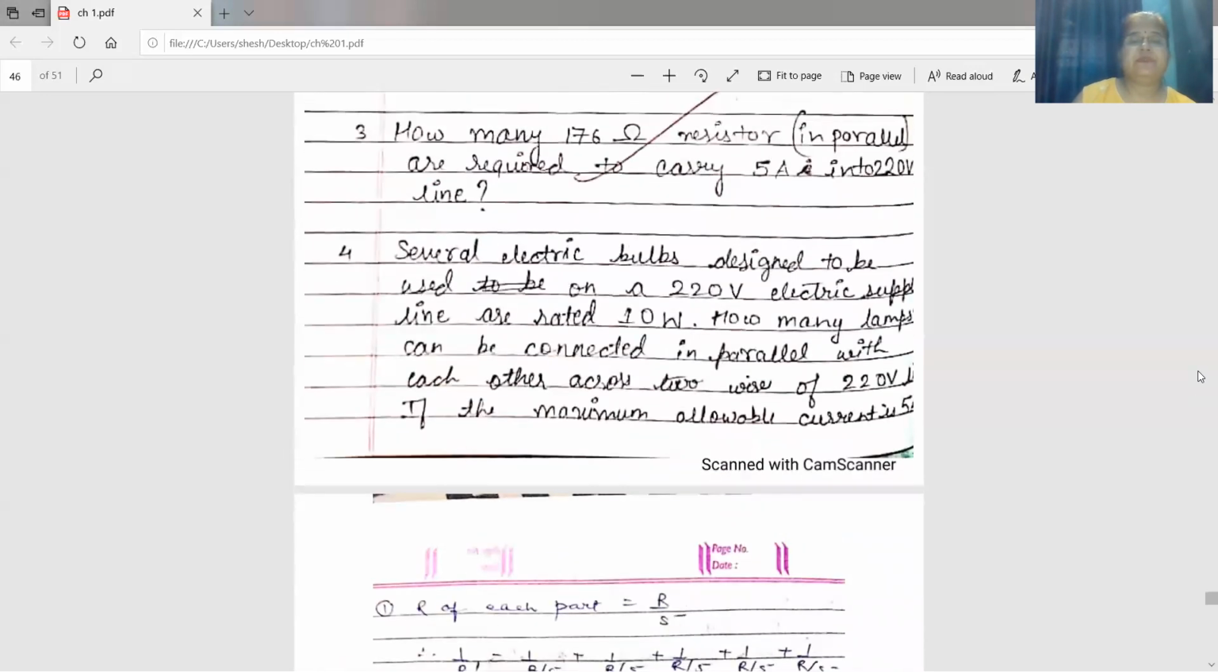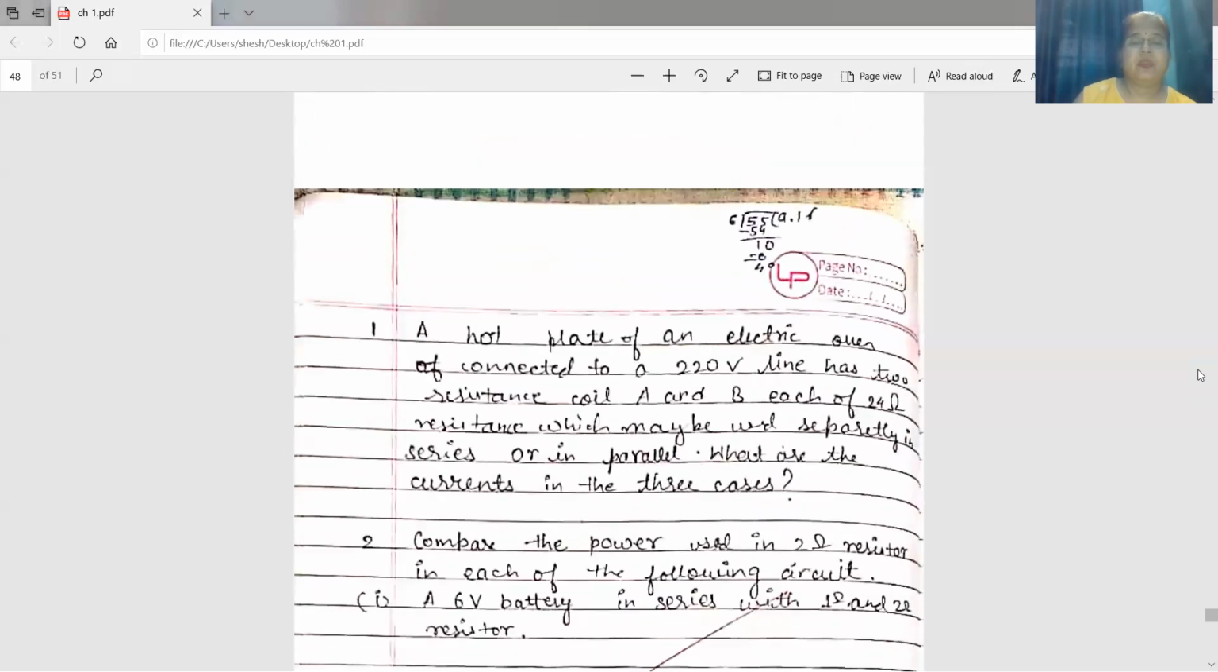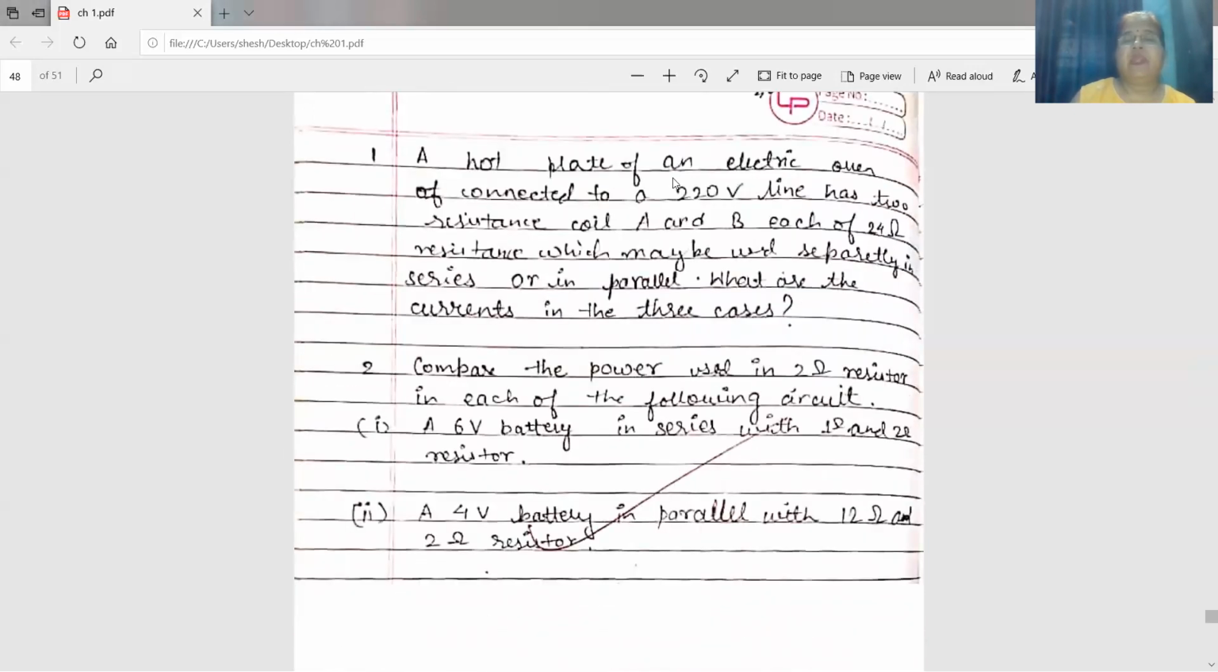Next number, a hot plate of an electric oven, if connected to a 220 volt line, has two resistance coils A and B, each of 24 ohm resistance, which may be used separately, in series or in parallel. See here, three words are used. First case, they are used separately, second in series, and third in parallel. What are the currents in these three cases?